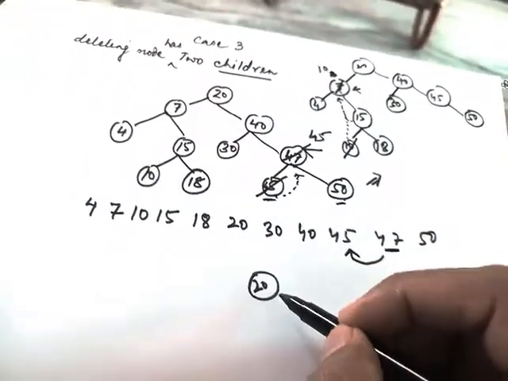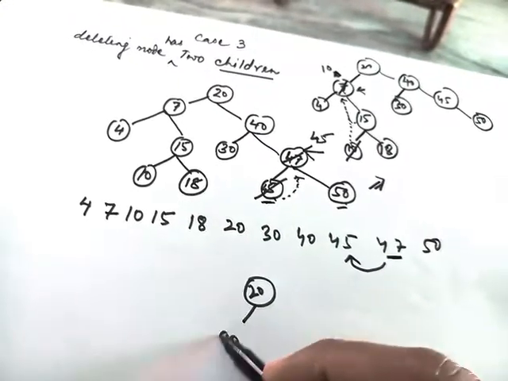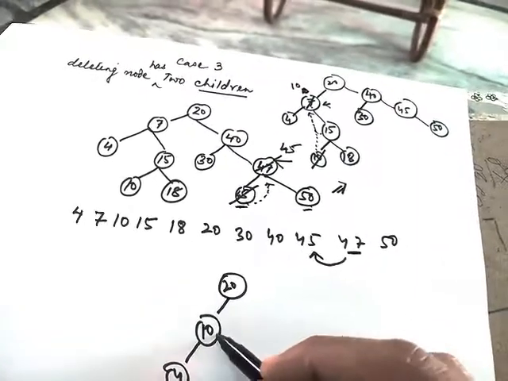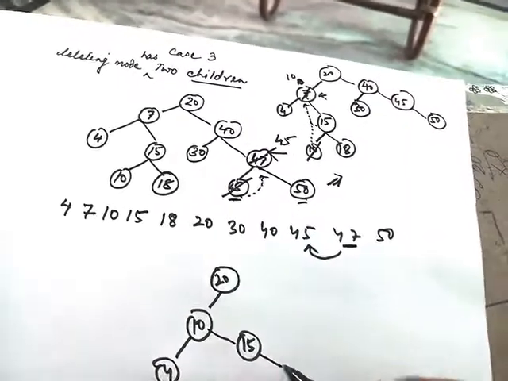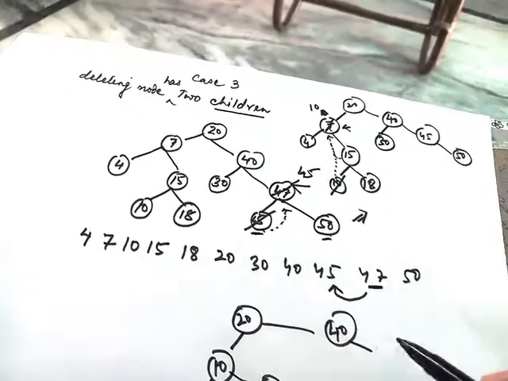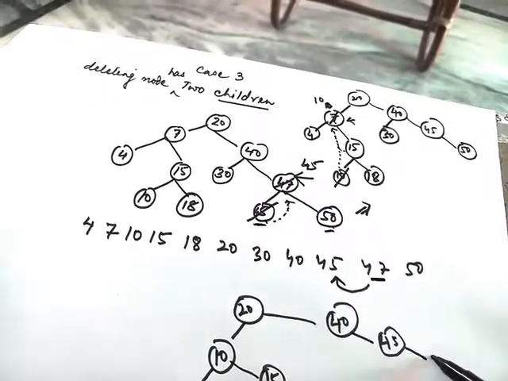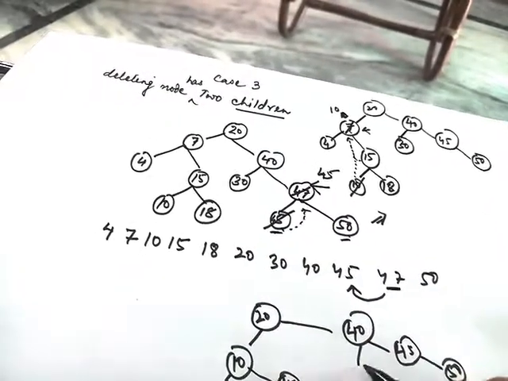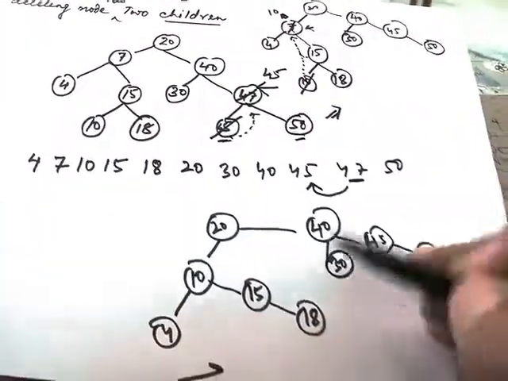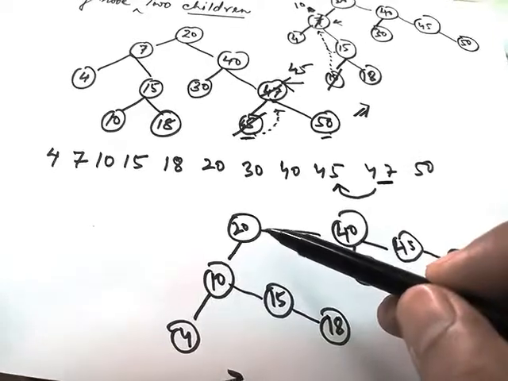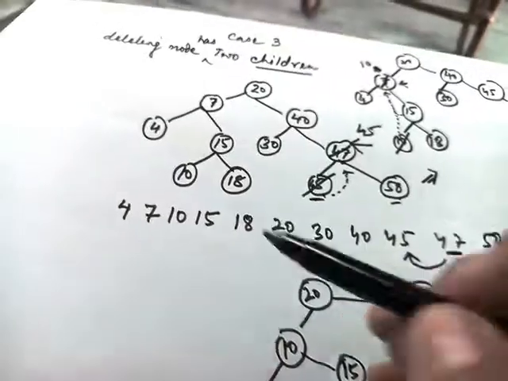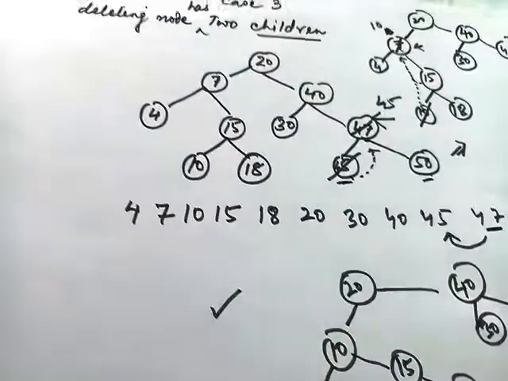20, then on the left it is 10, on the left it is 4, then on the right it is 15, on the right it is 18, here it is 40, 45, 50 and then this is 30. And after deletion it follows the same BST property, that all the values less than 20 are on the left, all the values greater than 20 are on the right. So this is how the deletion takes place in a BST.